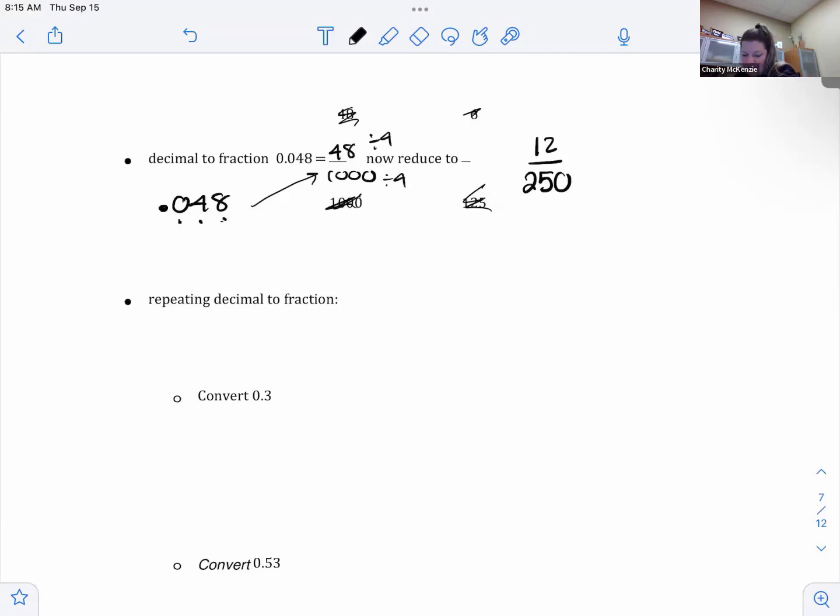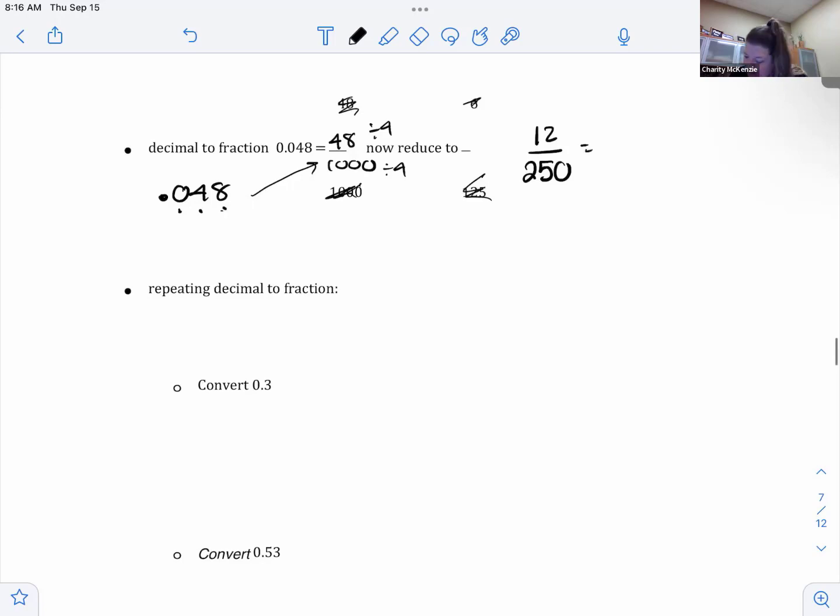Okay, and then 12 and 250. They're not both divisible by 3. I was just thinking only 2. So half of both is going to get me 6 over 125. That's because 2 and 3 are the only things that go into 6, and 2 and 3 don't go into 125. So there's our reduced fraction.